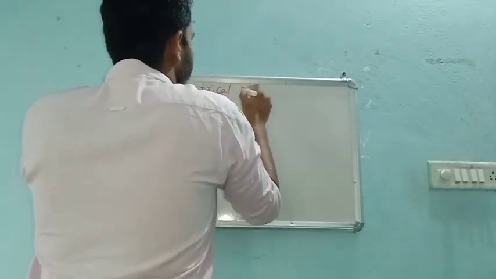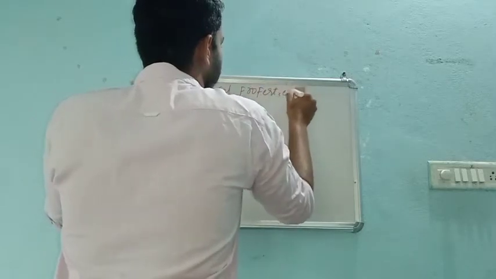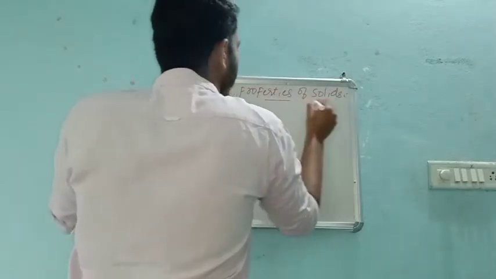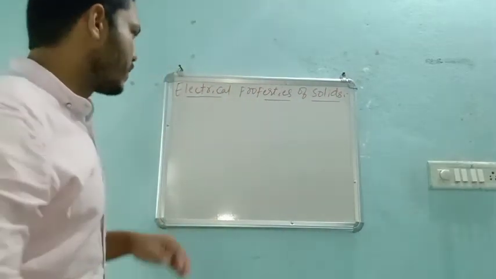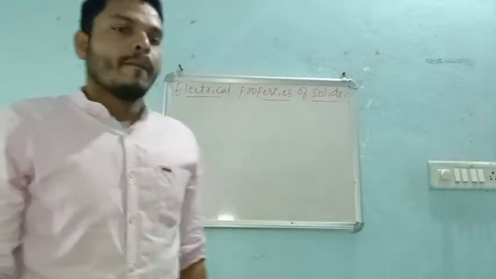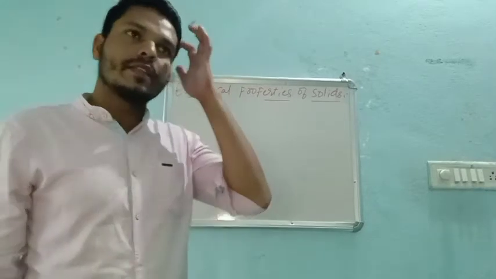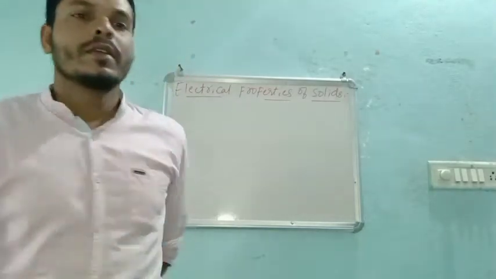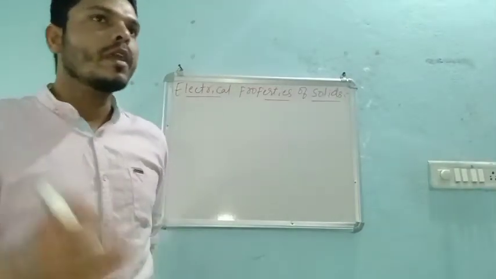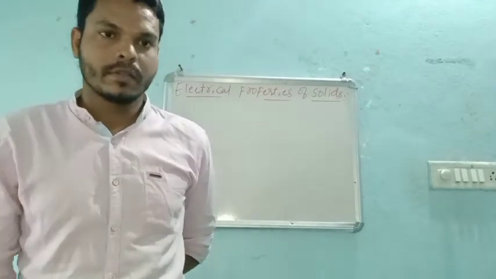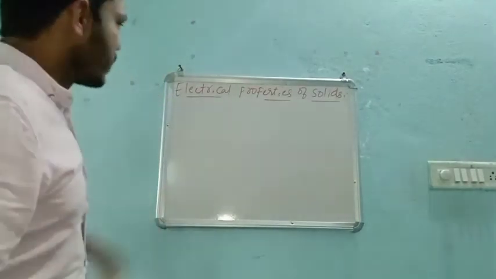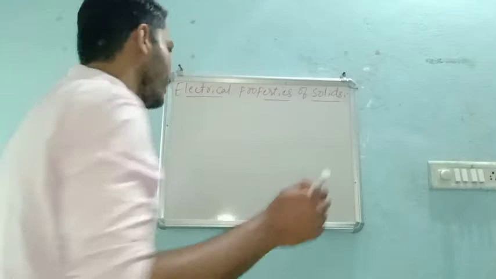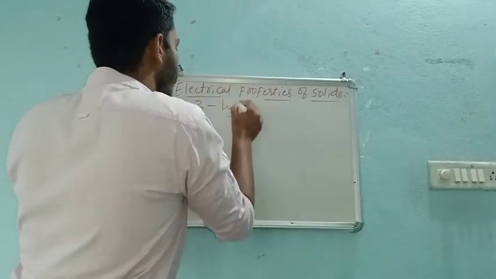Electrical properties of solids. You people are very well aware of these, because after studying these things only, you will move further into physics. So that means conductors, insulators, and semiconductors, right? The electrical property shown by solids is of three types.